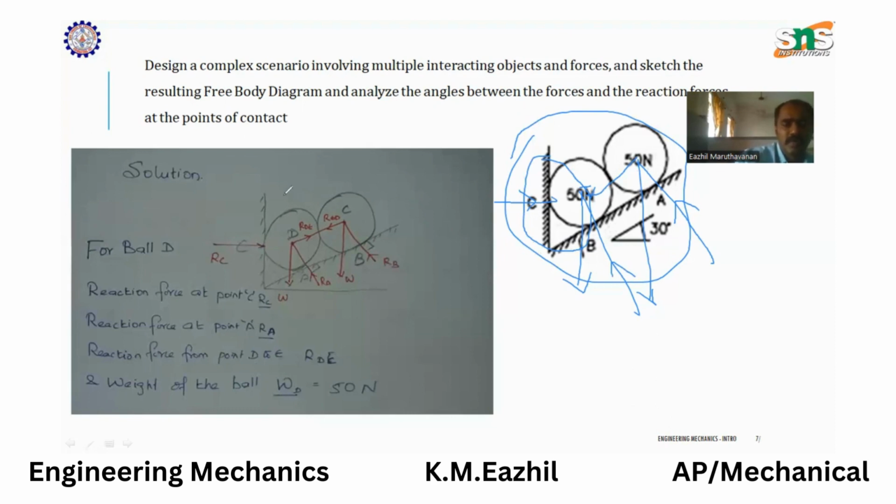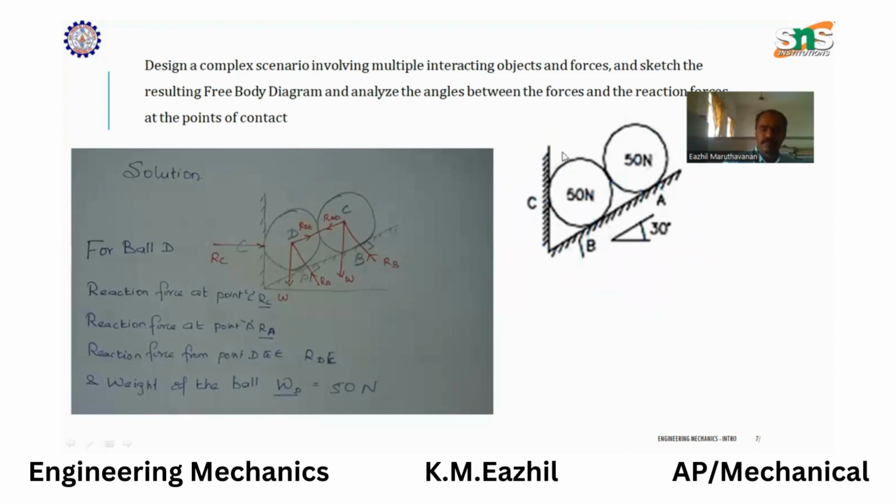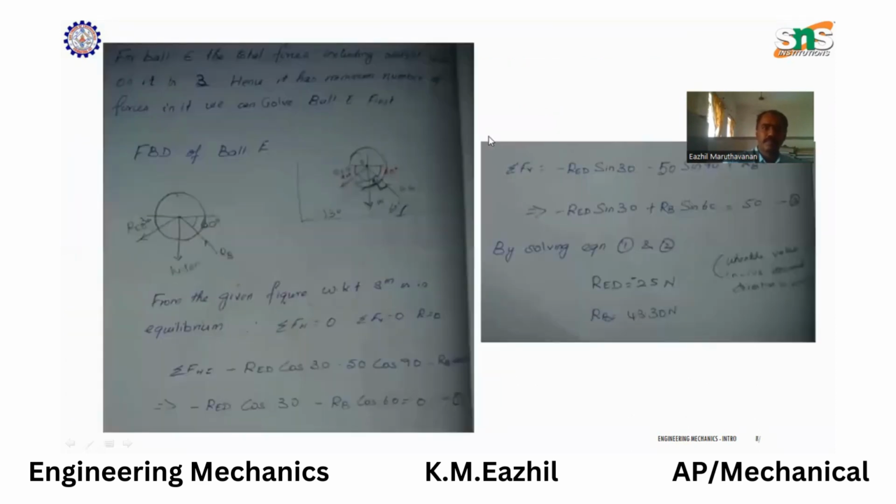Here, we have to see the number of forces acting on each ball. In ball C, there are only 3 forces acting: weight, RB reaction force, and RED, another reaction force. Whereas in ball D, there are 4 forces acting on this particular ball. So while solving the problem, first we have to consider ball C, and then solve the problem accordingly.